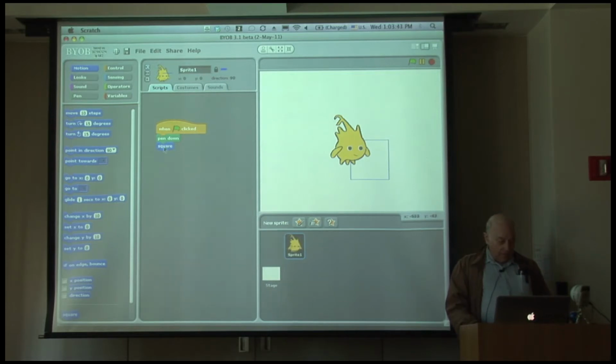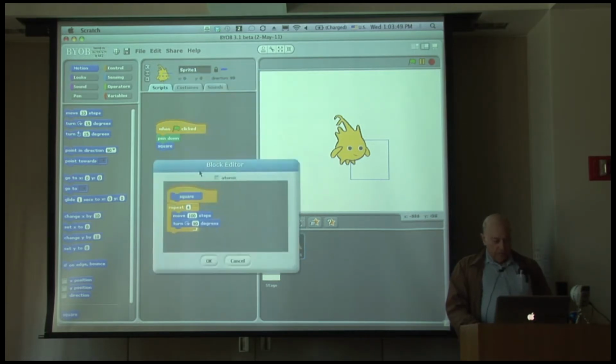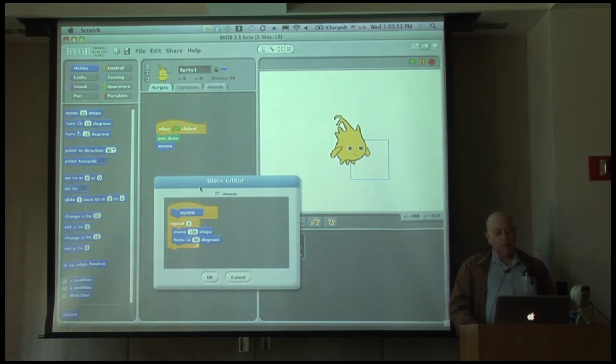And let me edit it, command click, edit, so you can see everything at once. The square block's definition down here in the block editor, and the script that uses it: when green flag clicked, pen down, square. And here's the square, which actually is a square on the screen, even though on Dan's computer it's kind of a squished rectangle.